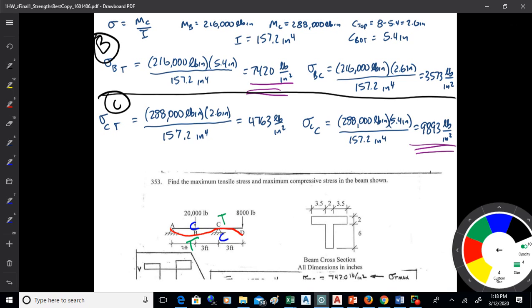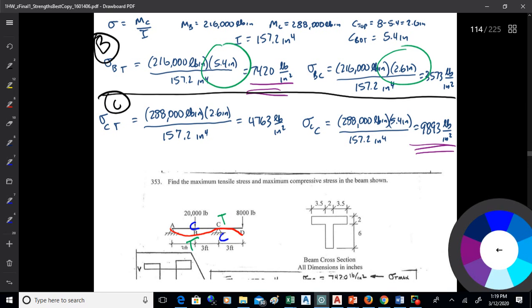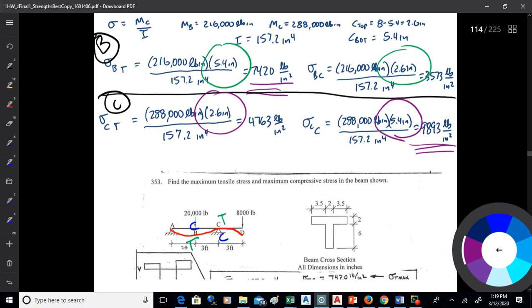On that one, what that influences is the c values, because c is 5.4 to the bottom. On the first one, the tension's on the bottom, but on the second one, the compression is on the bottom. So you kind of have to work those numbers, the My over I, putting in the c value that's appropriate for where the compression or tension are at. Okay.